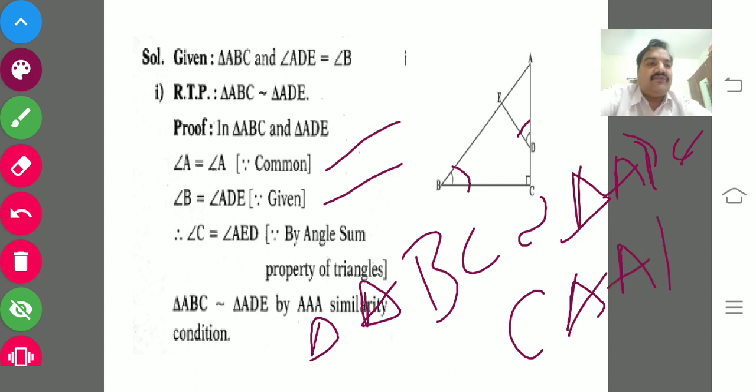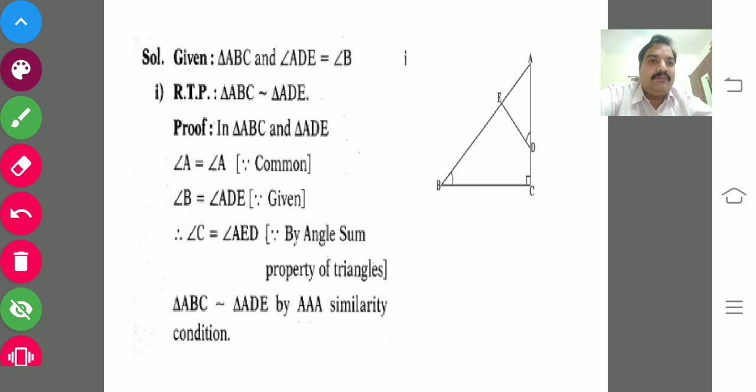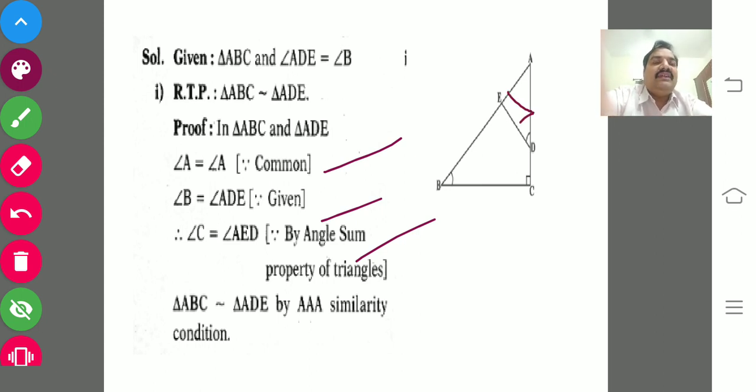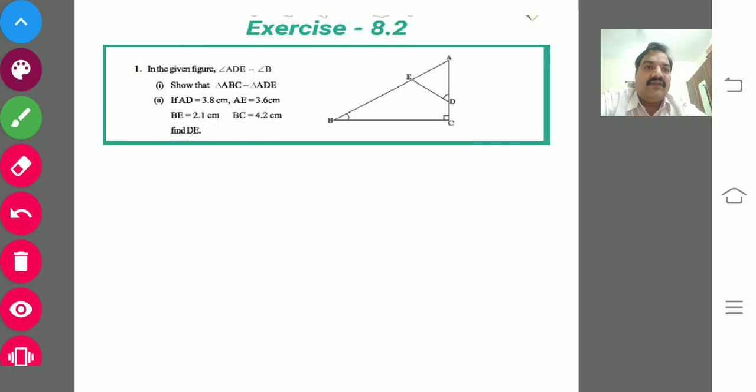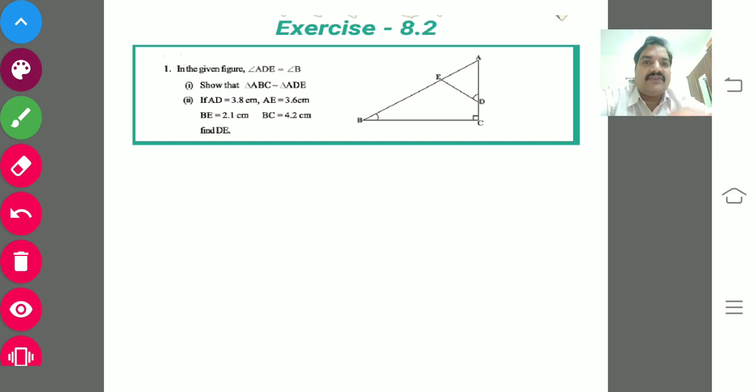If you write that, you will get a full score. No problem at all. But you are in the beginning, so you just go with a third one also: angle C equals angle AED by the angle sum property of a triangle. If you go with that, you could reach your destination. I hope you could understand the first problem. Now again we will go back to our previous one. And the second question is also there.